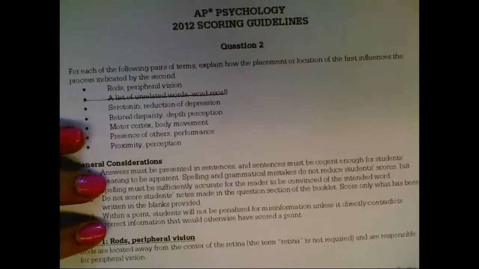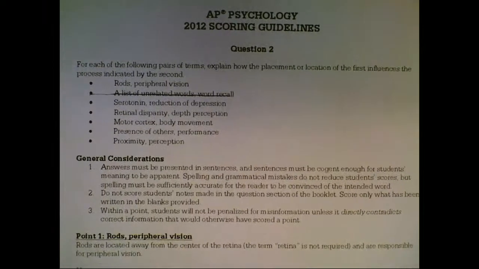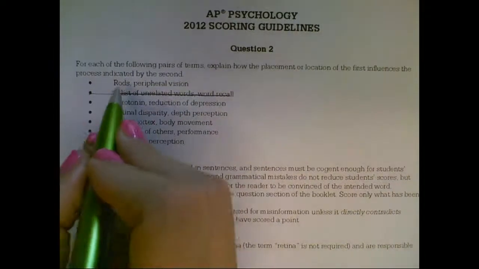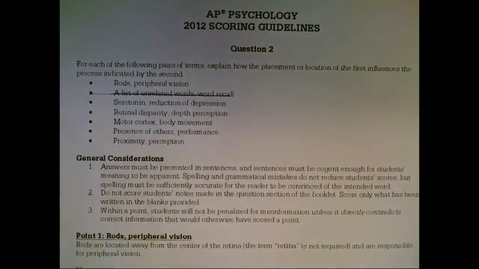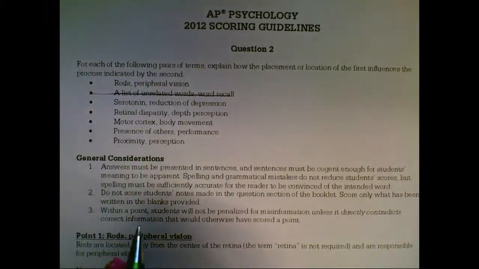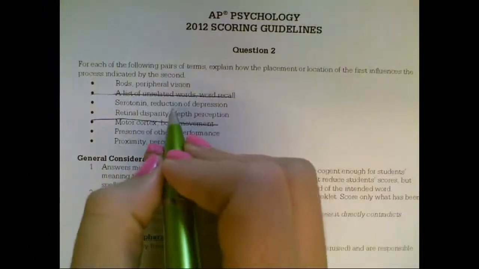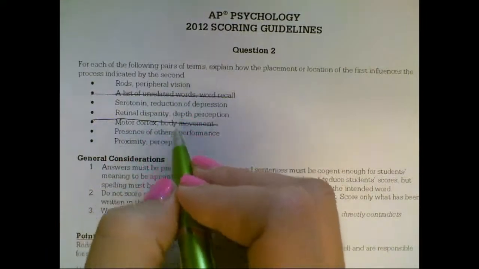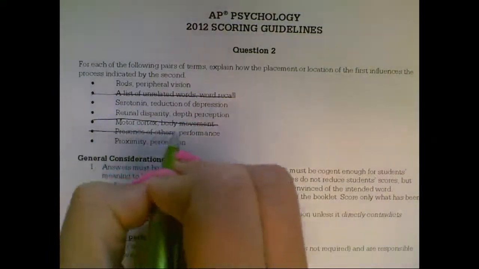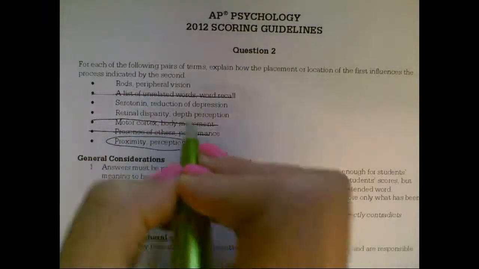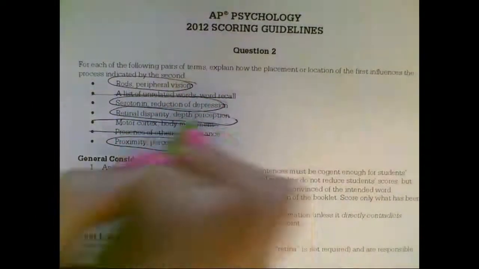Okay, so here's the scoring guide. Now remember, here's a list of all the terms, right? 1, 2, 3, 4, 5, 6, 7. I'm sorry, so 7 points would be this short answer. So I didn't have you do all these. I only had you do 4, right? So we did not do motor cortex and body movement. We did serotonin, we did rods, we did retinal disparity, but we did not do the presence of others. Okay, so I just had you do these 4. So those are the 4 that we are going to focus on.